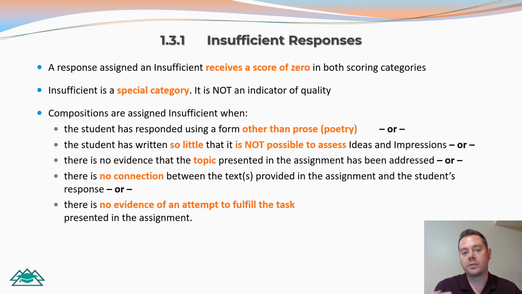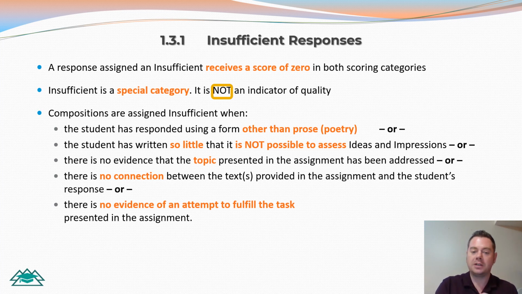Now, the one area of the rubric that we will address here in this particular session is the insufficient or INS response, because I guess we like to front load with bad news here. So a response that is assigned insufficient is given 0% in both scoring categories, both the ideas and impressions as well as presentation. So you get a 0 for the entire personal response. Now it's a special category, is how they refer to it, because it is not an indicator of quality. You could write an absolutely gorgeous short story, but if you do some of these things here below, you can still get 0. So how does this happen?